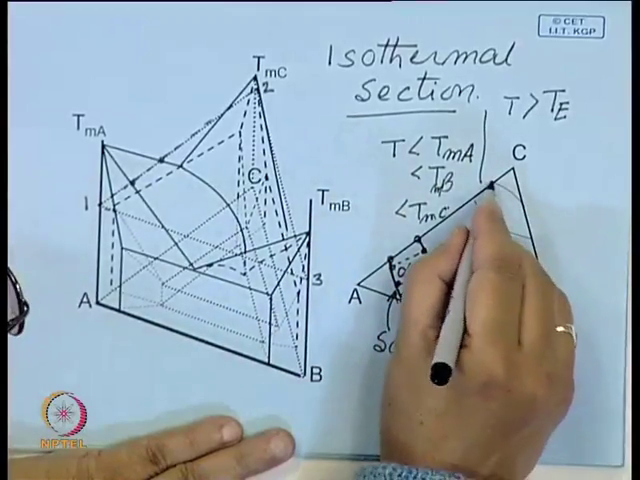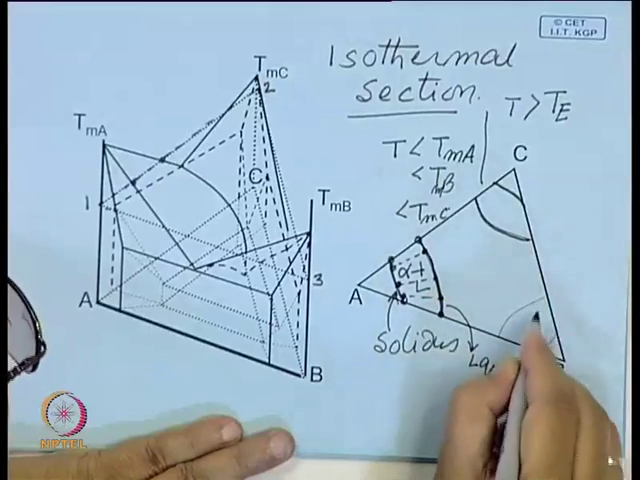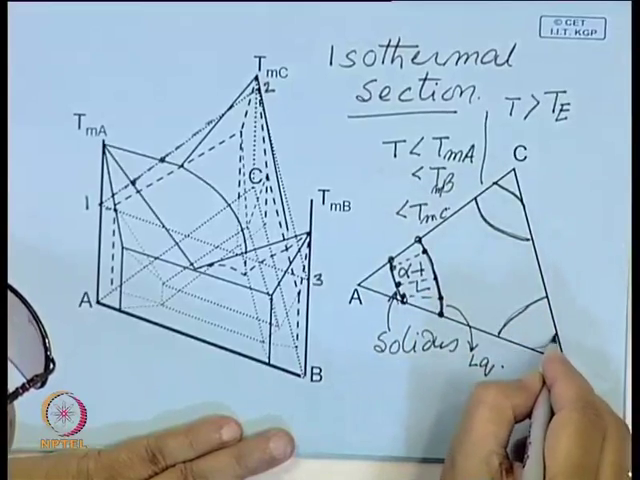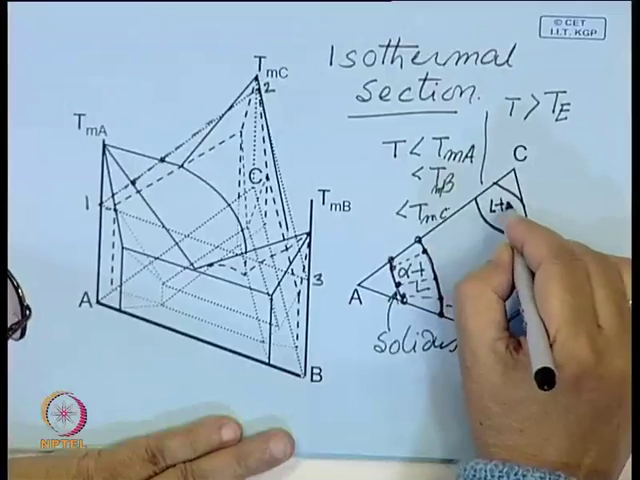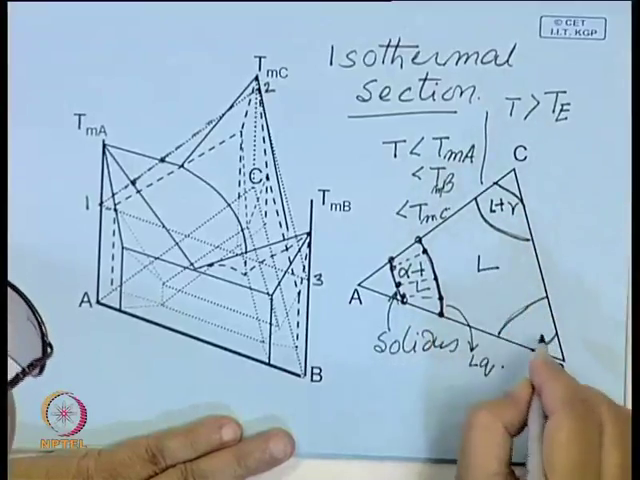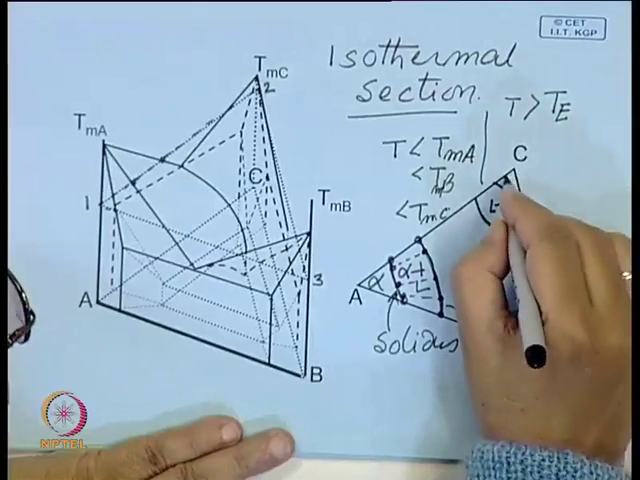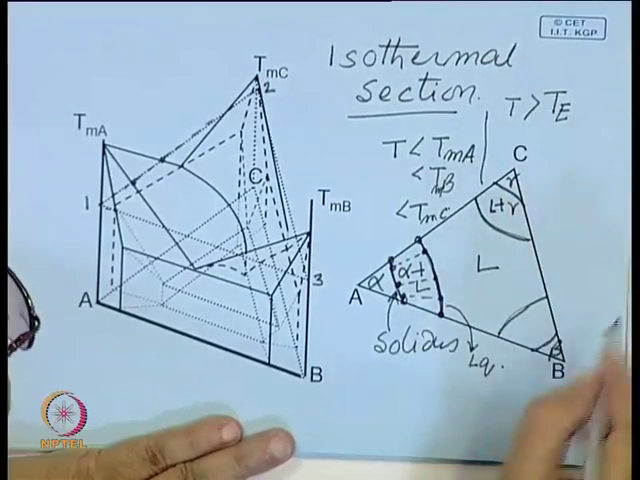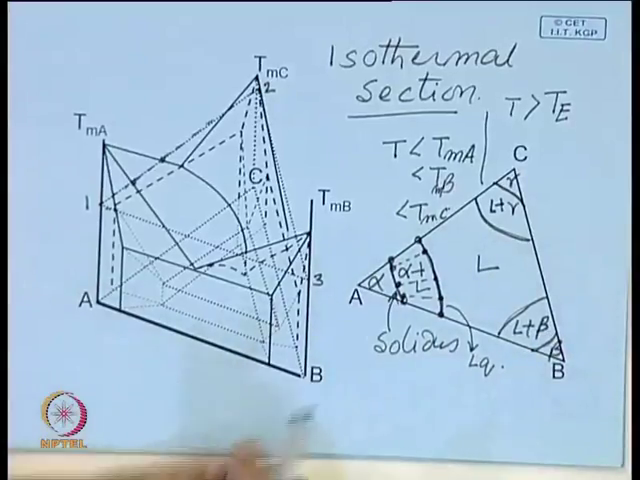Similarly, there will be such a two-phase region on each of these three ends. This will be liquid plus gamma, this portion is liquid, this is alpha, this is beta, this is gamma, this is liquid plus beta.